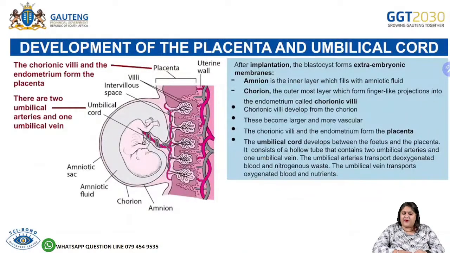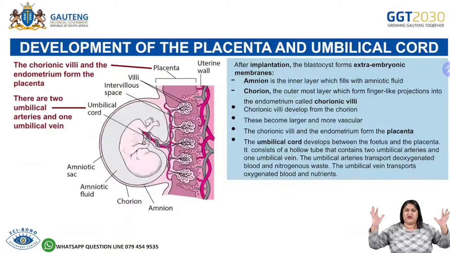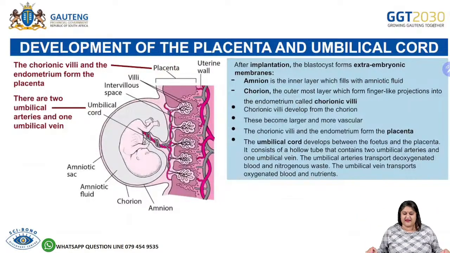Okay, so now after implantation, what's going to happen? The implantation is like the initial part, where this blastocyst is now in the endometrium. But now something is going to happen. As this blastocyst grows, it's going to start forming extra embryonic membranes. Embryonic meaning of the embryo, extra meaning like the added layers, you would say. Okay, so these are the membranes. And there are two that I want you to know. They are the amnion and the chorion.